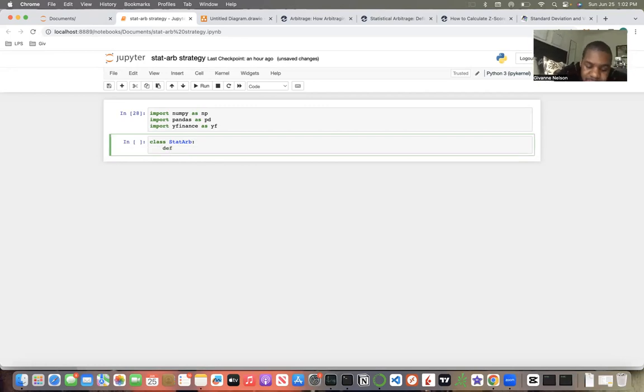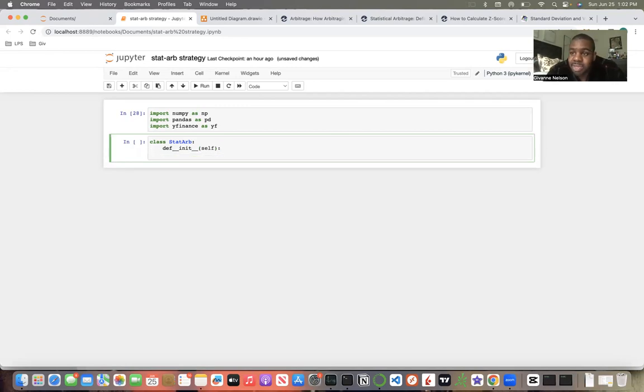The first function in your class object should always be the initializer function, so __init__. And all functions within a class always take the first parameter of self. So that's going to be the first one that you're going to use. All right, now let's get into it.